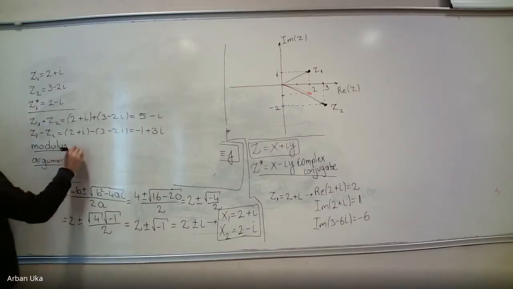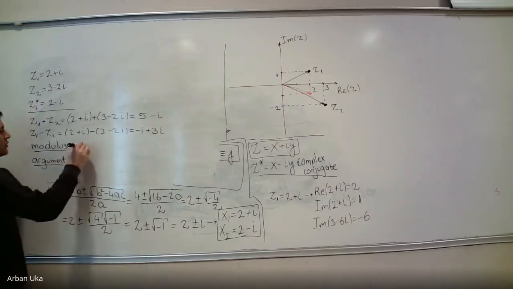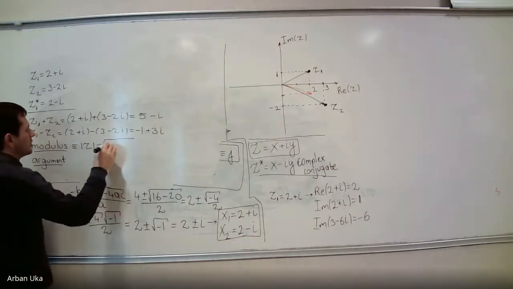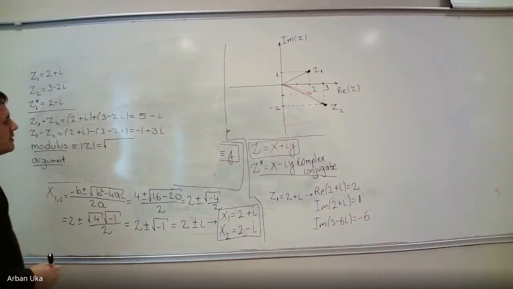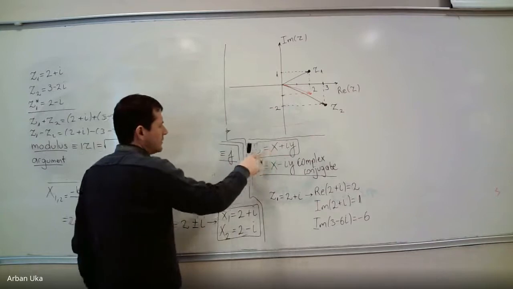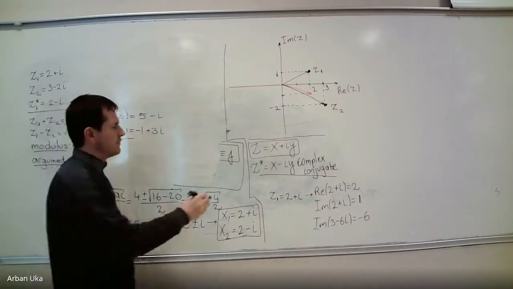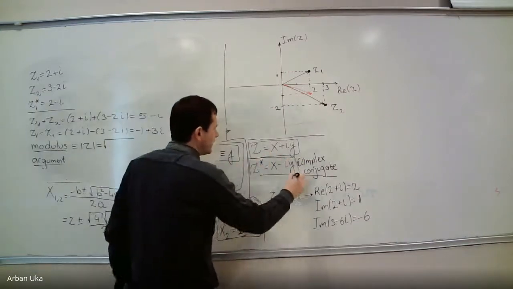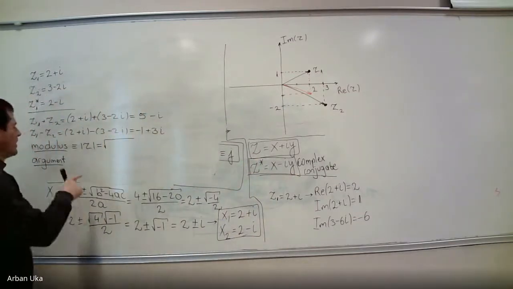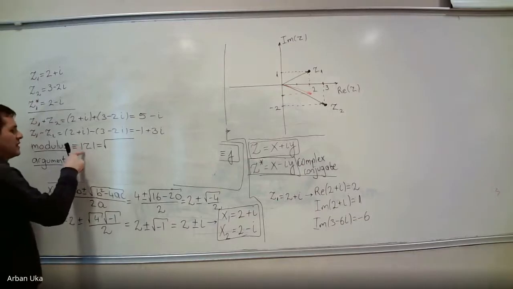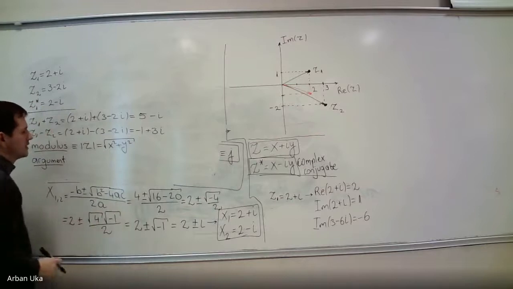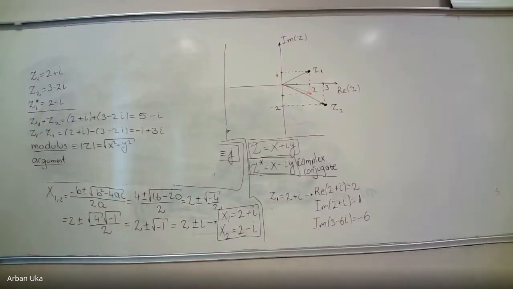The modulus, which we denote as the modulus of Z, is equal to the square root of, so assuming that a complex number is defined as in here, and the complex conjugate is defined as in here, I want you to have a look at this expression. Then the modulus of Z is equal to the square root of x squared plus y squared. So this is the definition of the modulus.